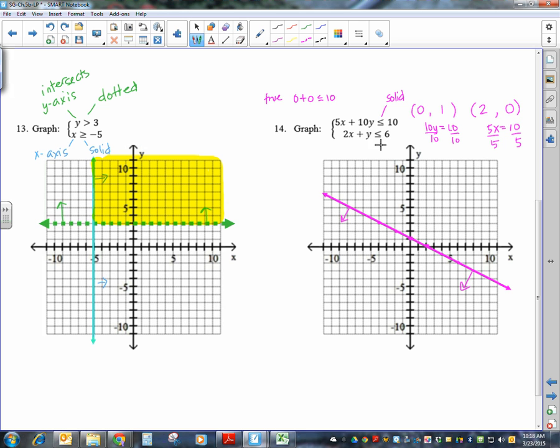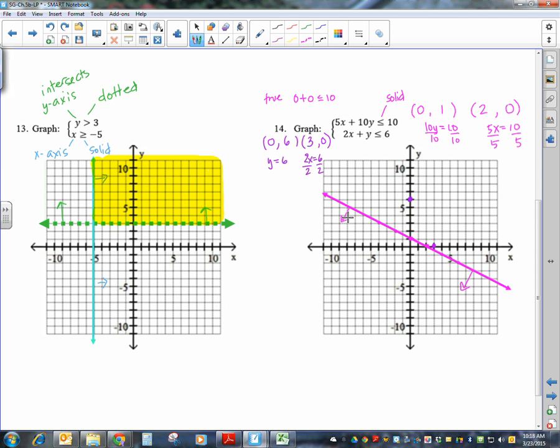Okay, 2x plus y is less than or equal to 6. Again, 2 and 1 both go into 6. So I'm going to put in 0 for x and then 0 for y. So 0 for x says y equals 6. So I'm going to plot the point 0, 6. And 0 for y tells me that 2x equals 6 divided by 2 and x equals 3. So I have 3, 0.